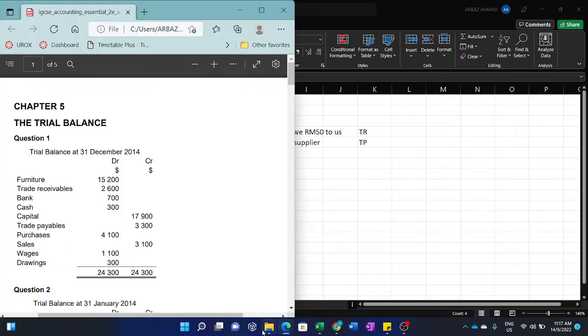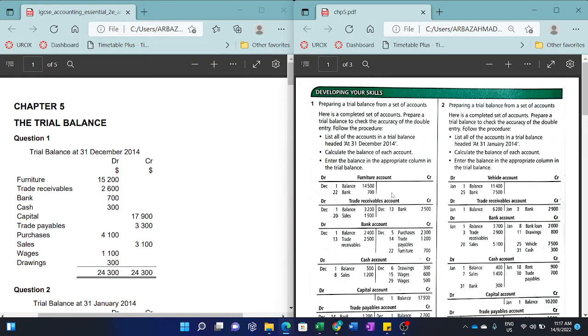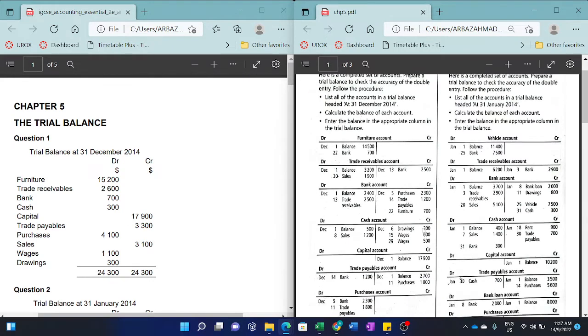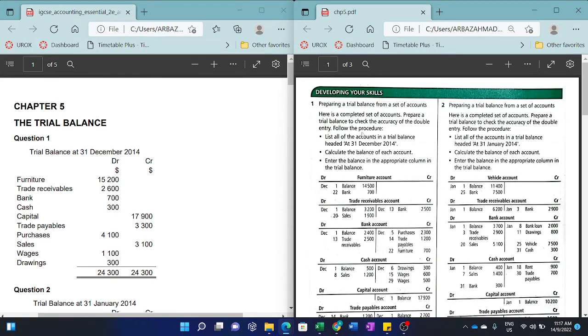So let's look at the answers of chapter 5. Here they're asking us to prepare the trial balance, and we have these accounts they have given us, and we are just supposed to prepare a trial balance and balance each account. How do we balance each account? We total it up, and then we will have a balance carried down on this side, the total amount.